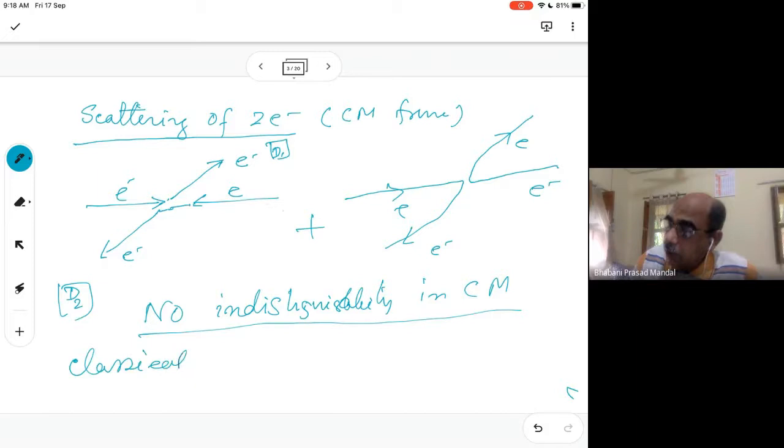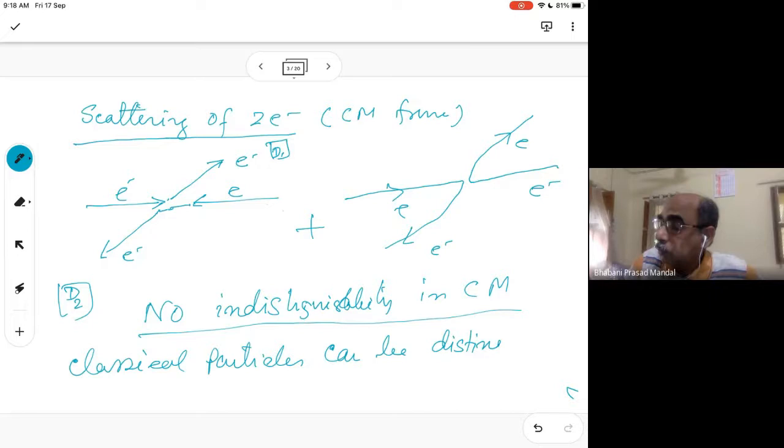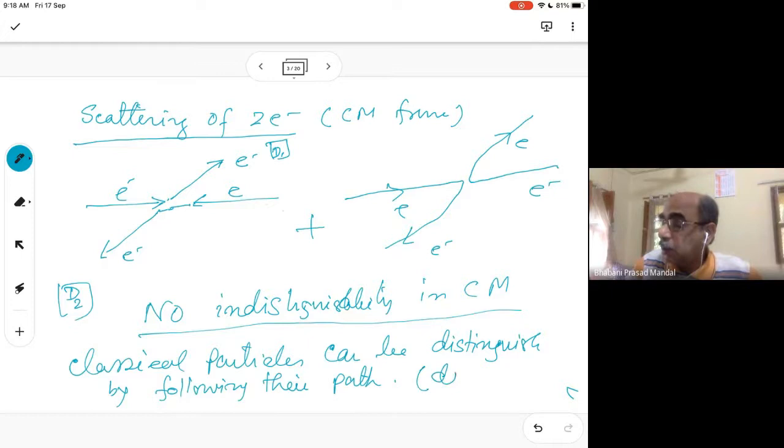Classical particles can be distinguished by following their path. I can follow the path of a classical particle because a classical particle has a definite path.